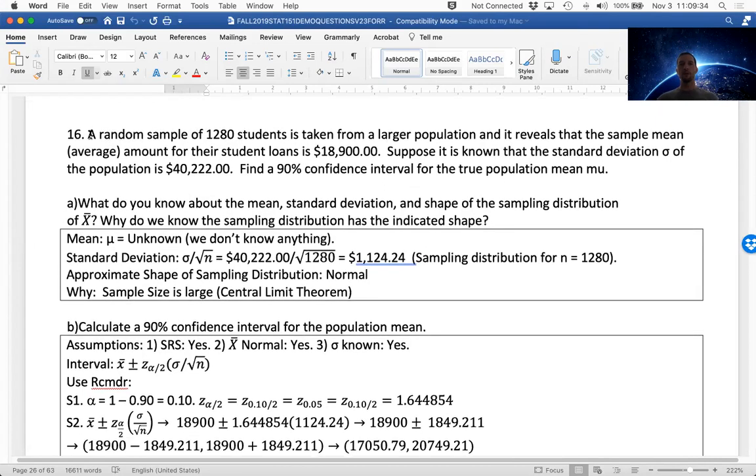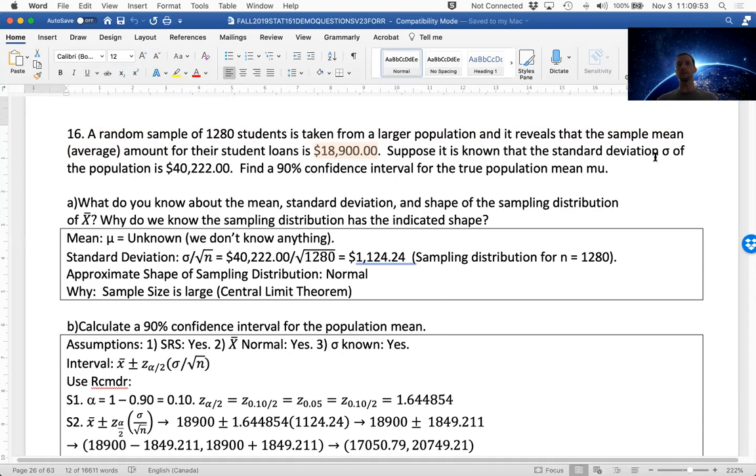As a reminder here, we have a random sample of 1,280 students taken from a population. So our sample size is 1,280. Their average student loan is equal to $18,900. Suppose it is known that the standard deviation is $40,222.